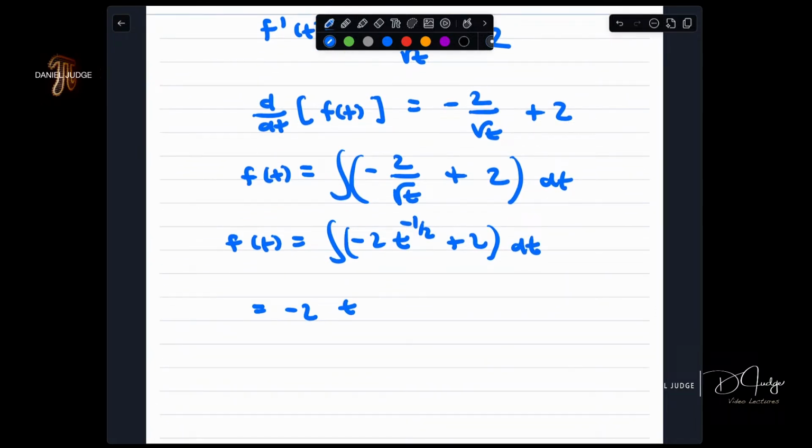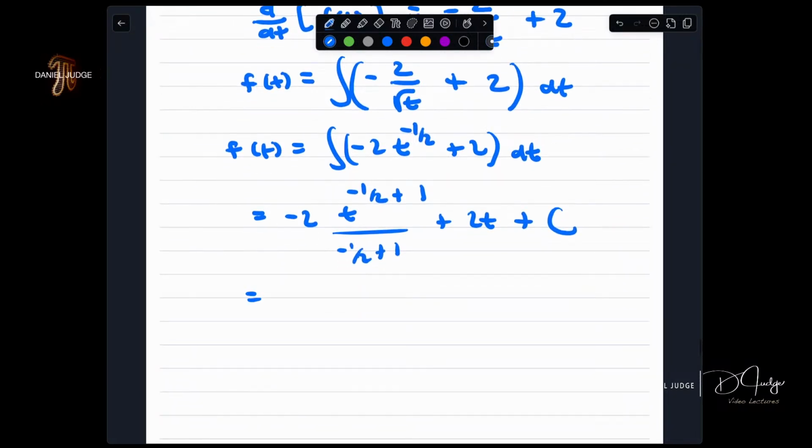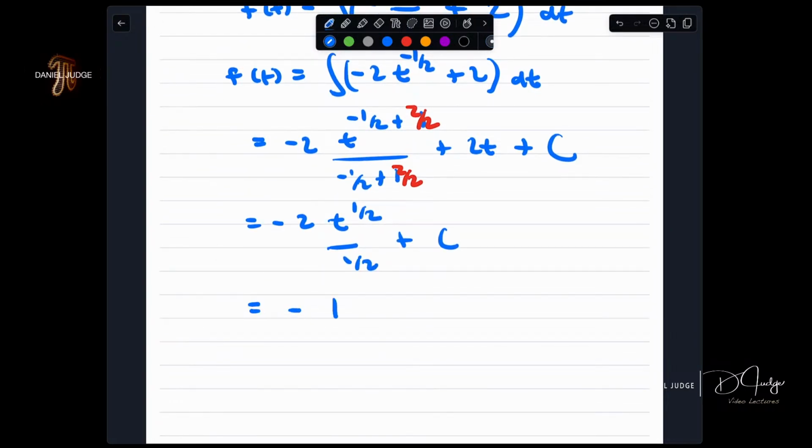Okay, power rule here. Now, let's make sure we do the right power. Negative 2t to the negative 1 half plus 1 is 1 half, over 1 half, plus 2t plus c. That would be negative 4 square root of t plus 2t plus c.